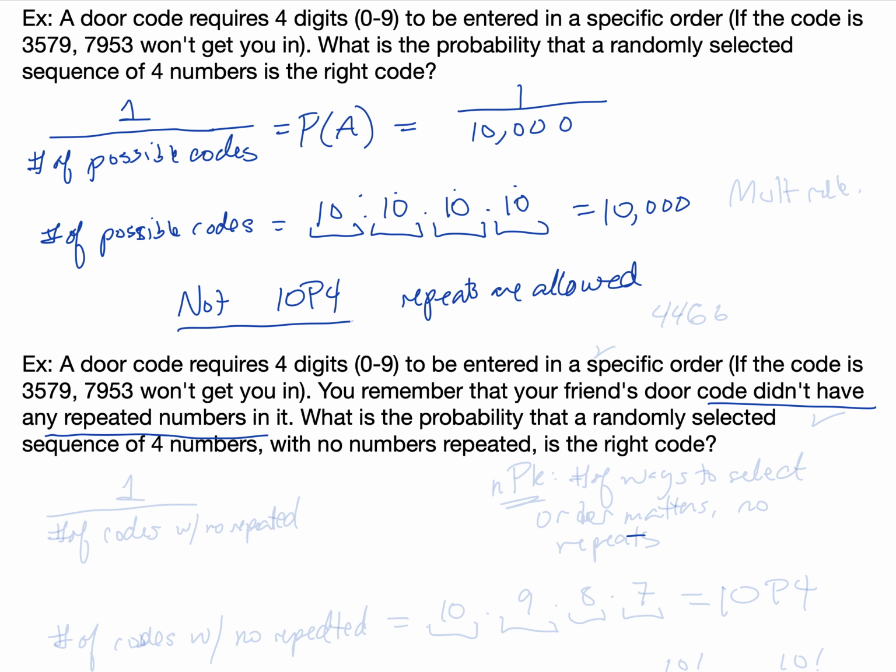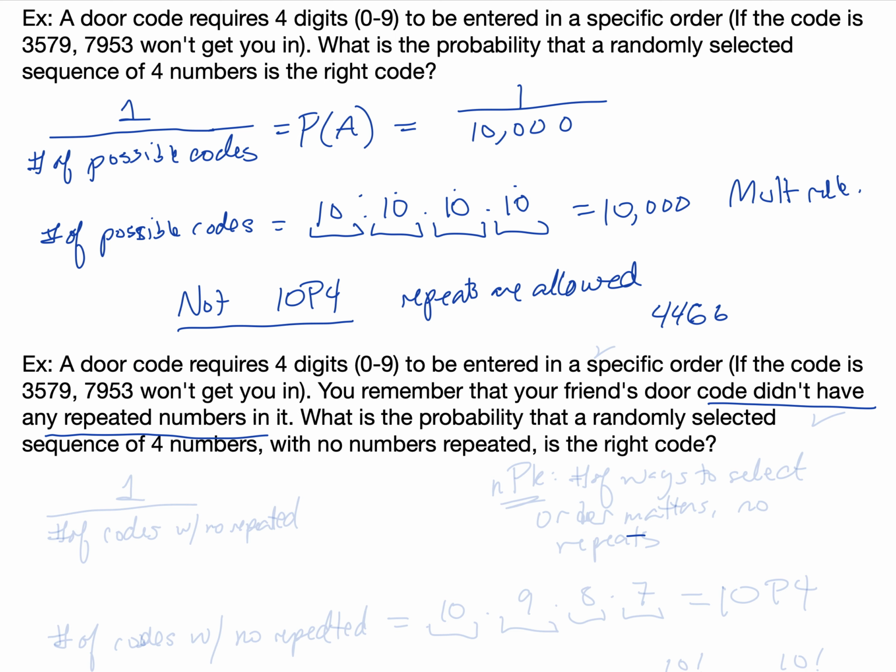For example, the door code could theoretically be 4466. That would be a valid door code because we're not given any information that it is not. So repeated digits are allowed, we assume, and so this is not a permutation. This is just using the multiplication rule.